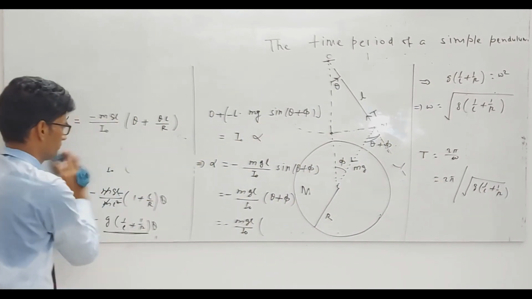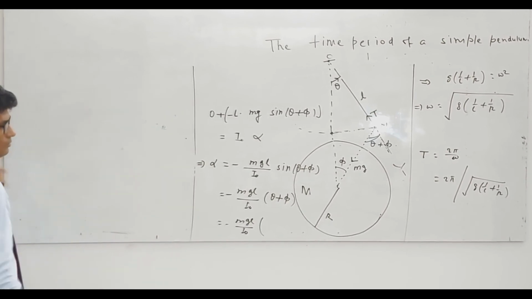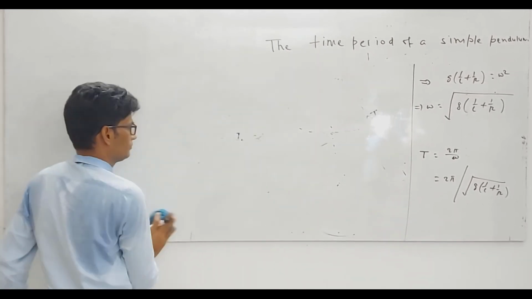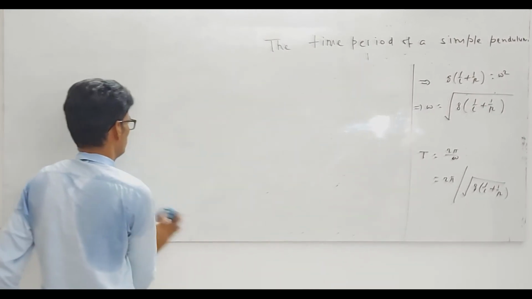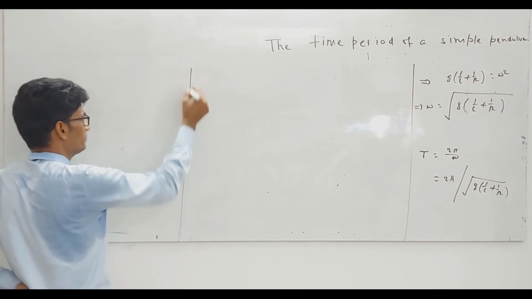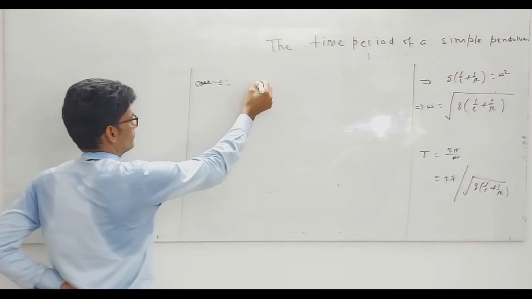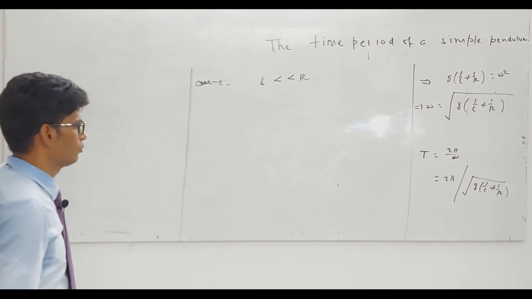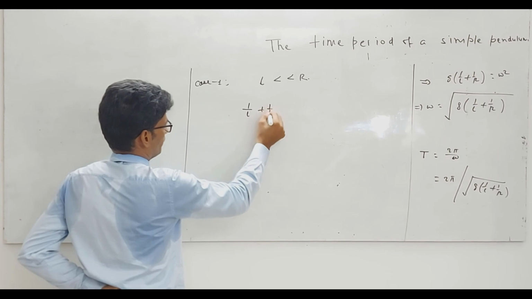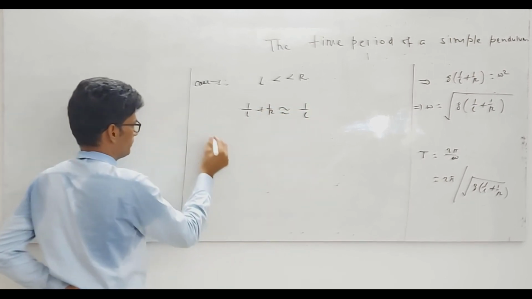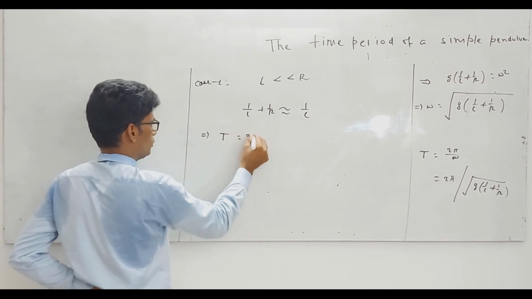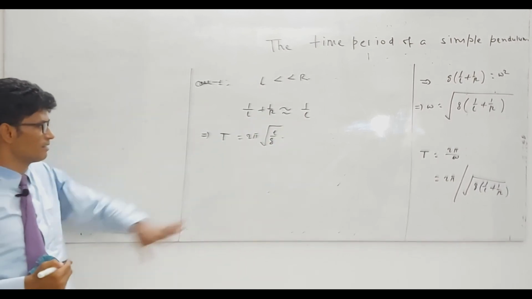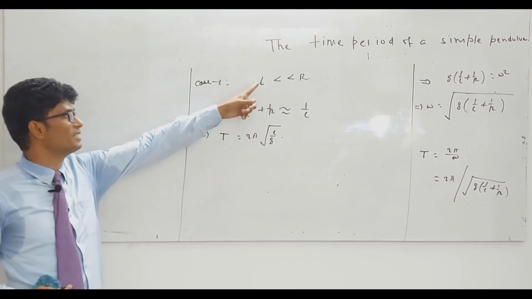So now we take case 1. Length of the pendulum is very less than the radius of the earth. Then what we conclude? 1 by L plus 1 by r is as good as 1 by L. So this implies time period is equal to 2 pi under root L by g. As we know from early school days, this result is simple. But under the condition L is very less than r.